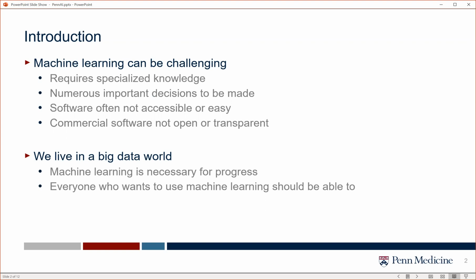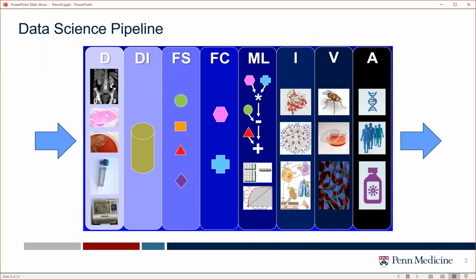We live in a big data world, and machine learning is necessary for progress. We believe that everybody who wants to use machine learning should be able to do so, regardless of their training or expertise. This is how we think of the data science pipeline moving from left to right.